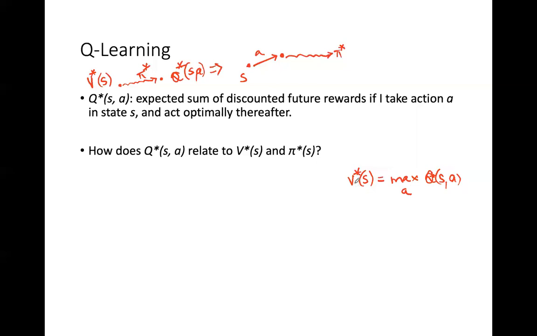And somewhat analogously, if I want to extract the optimal policy, so if I've somehow managed to already learn Q star, is there a way I can get the optimal policy out of it? Well, yes. Notice that Q star already encodes acting optimally in the future. So the only thing I need to make sure I do is on the current step that I act optimally. So I want the action that gives me the maximum Q star. So in this case, we take the argmax.